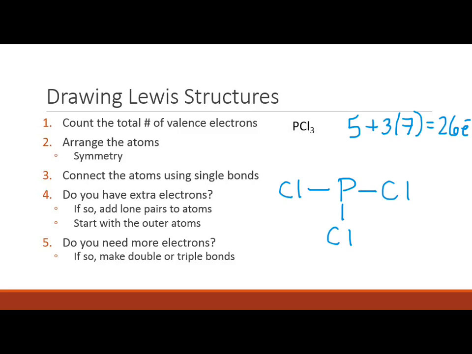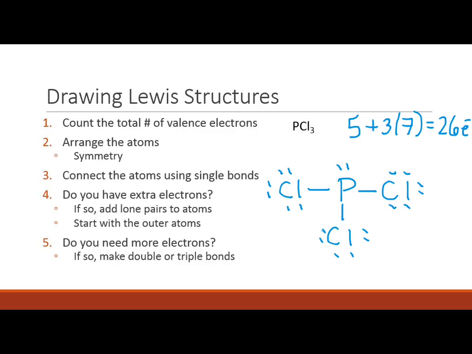And now I need to count my electrons. I've used 2, 4, 6, so I still have 20 more electrons. I'm going to go ahead and start adding lone pairs, okay? So I add these to each of the chlorines in order to give the chlorines a full octet. I fill up each octet and then move on. I've used 2, 4, 6, 8, 10, 12, 14, 16, 18, 20, 22, 24. I've used 24 electrons.